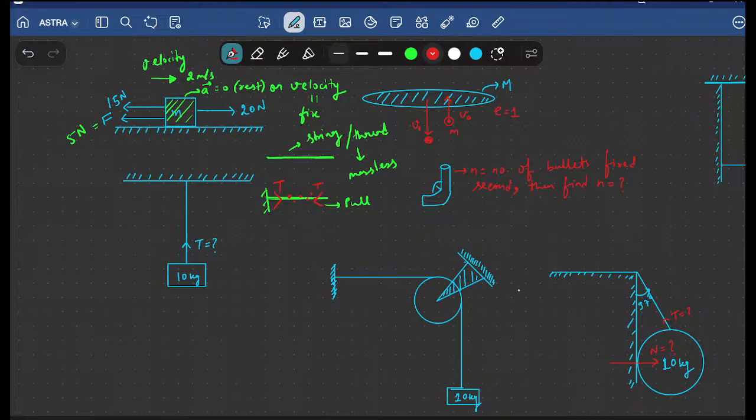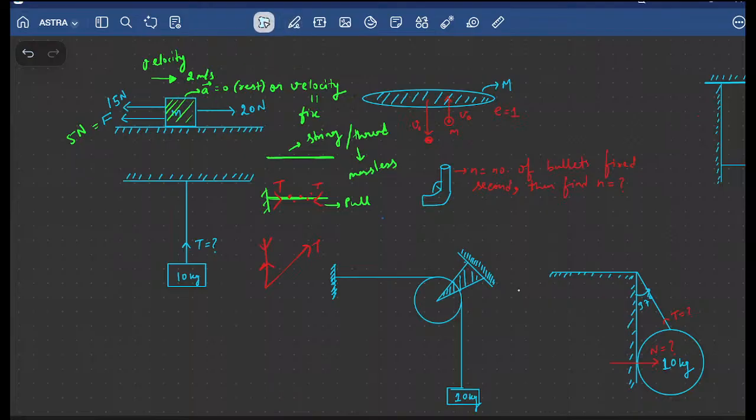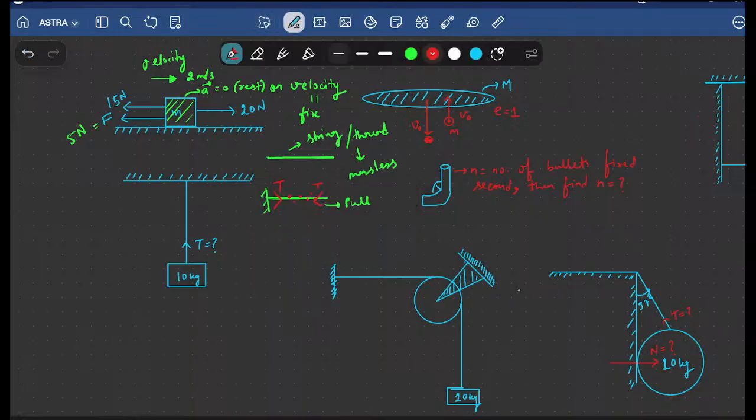The force always acts along the string. Never do like this, that if the thread is like this, you show tension like this. It never takes place. The tension is always along the string, right? Always remember, the tension is always along the string. So what I'm saying is that tension is always a pulling force. Tension comes due to the tightness of the string, and tension is always a pulling force.